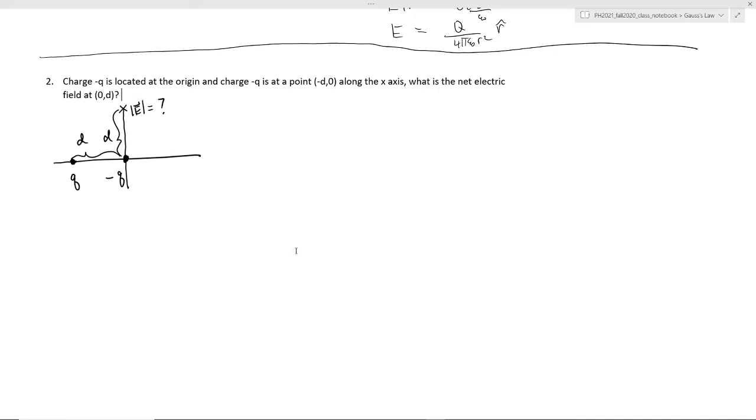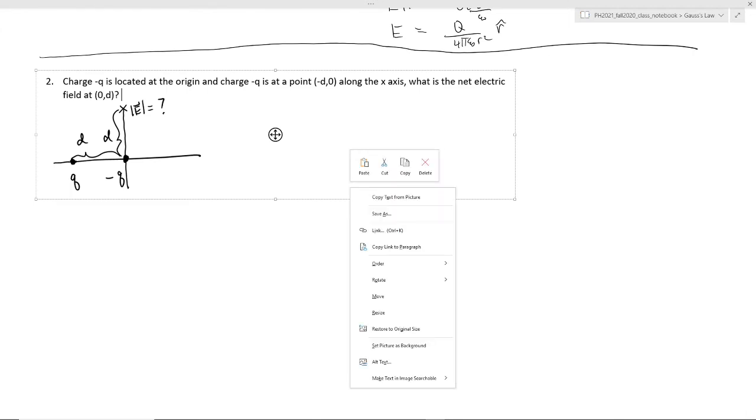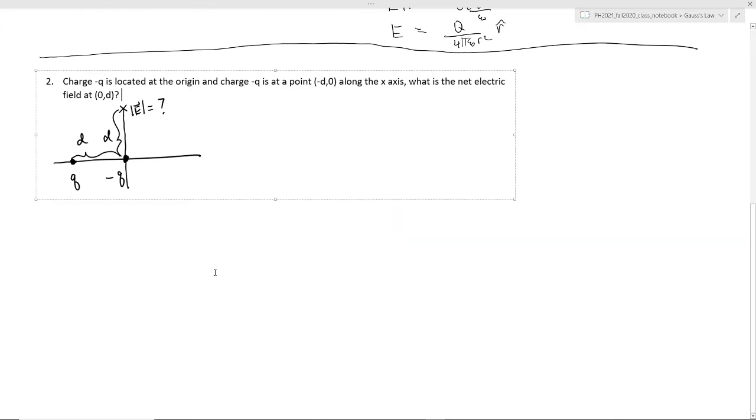A student pointed out to me today that this is kind of ambiguous because it says up here negative q, and down here q and negative q. I am sorry about that. That was not my intention. It's a typo. I had intended this to be q and negative q. We'll work it both ways so you can see what effect that would have. It changes things a little bit. It will flip a sign on us.